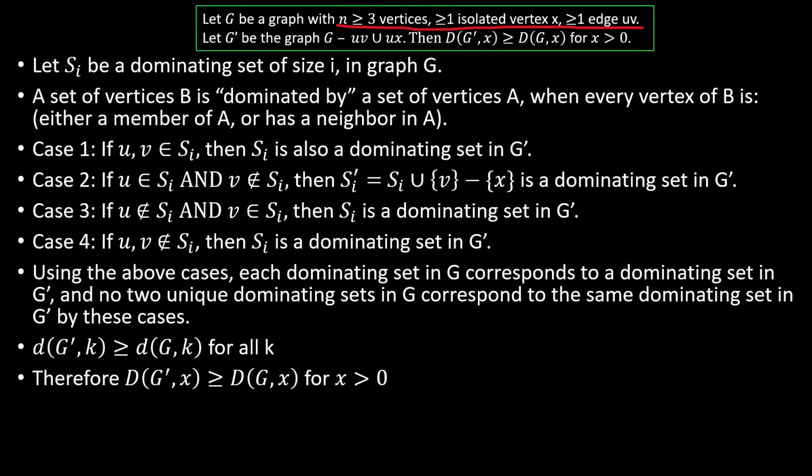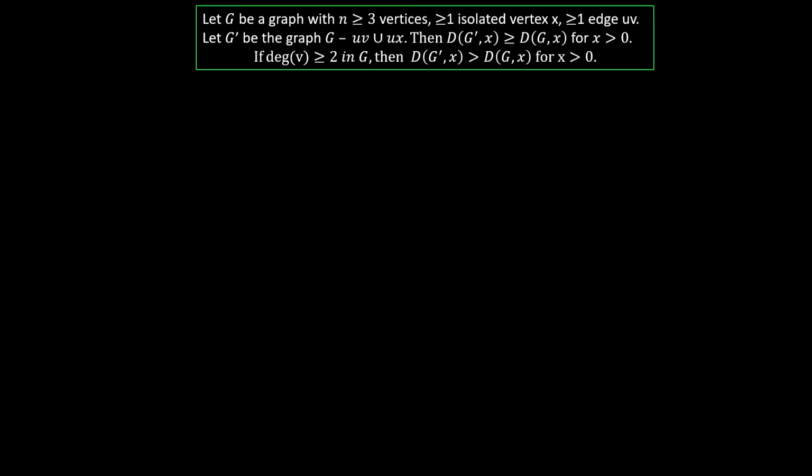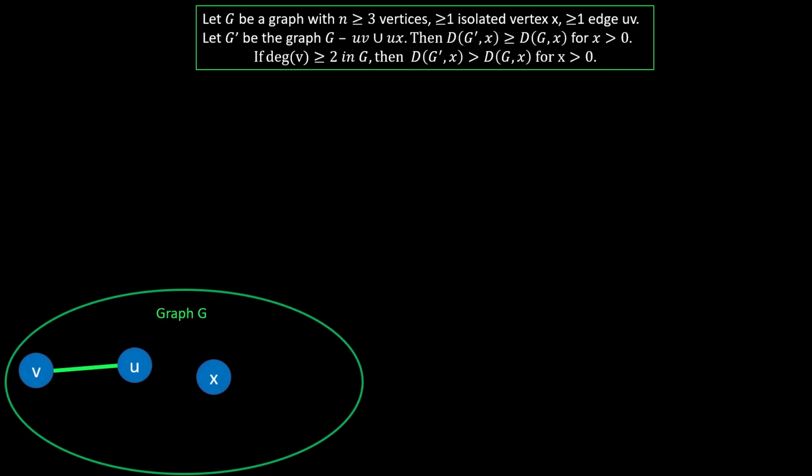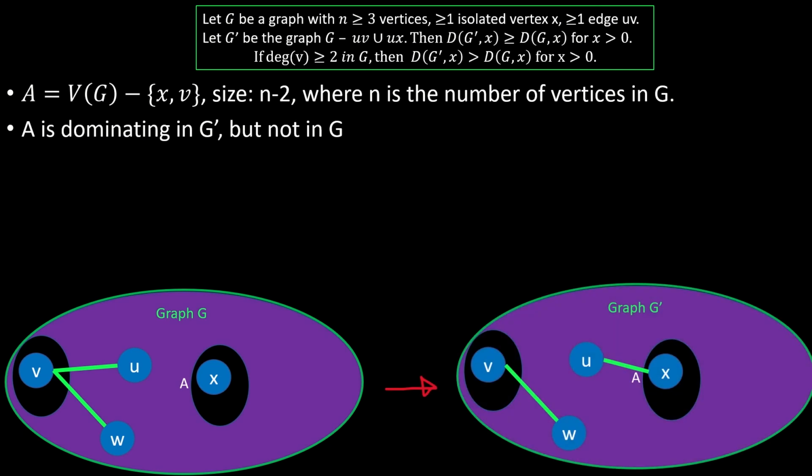We can take our conclusion one step further if the second endpoint of that edge had degree at least 2. If that's the case, it must have some vertex W besides vertex U that is adjacent to it. So if we have a set A equal to the vertex set of our original graph G minus both isolated vertex X and vertex V, then we have created a set that is dominating in G' but not dominating in G. The new set A is not dominating in G because it excludes the isolated vertex X.